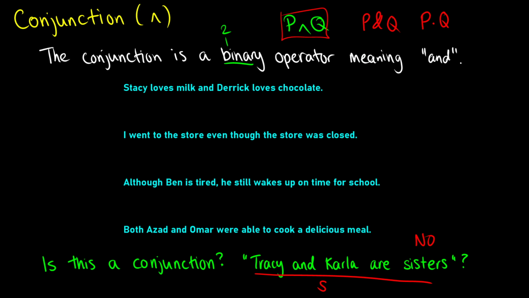So not every time you see "and" is it a conjunction. You have to ask yourself, can I split this up into two different sentences and have those sentences carry exactly the same meaning as what we have here? So that's just one sort of tricky example.